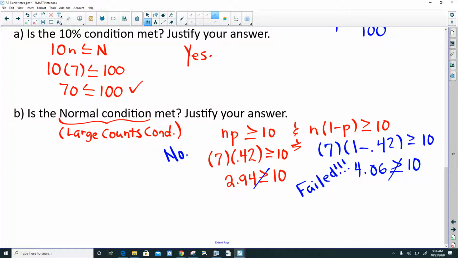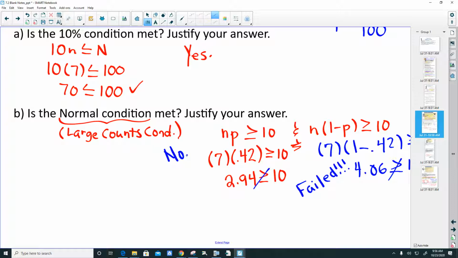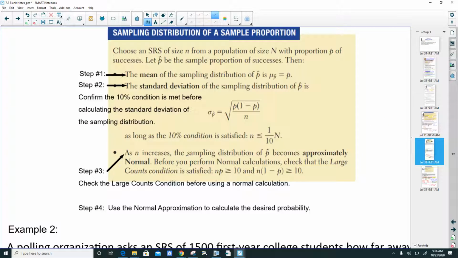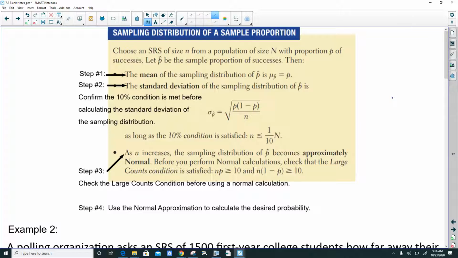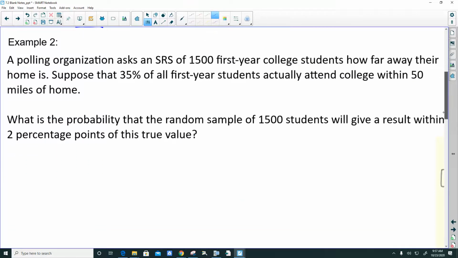Okay. So let's see if we can walk through a problem that's actually asking us to calculate a probability, and in order to be able to do that, we need to find the mean, standard deviation, and the shape. Hopefully that'll be normal. So I recopied that same information that we had on the previous slide, these 4 steps here. Okay. 1, 2, 3, and then 4. And we'll see if we can apply this to this last example here.